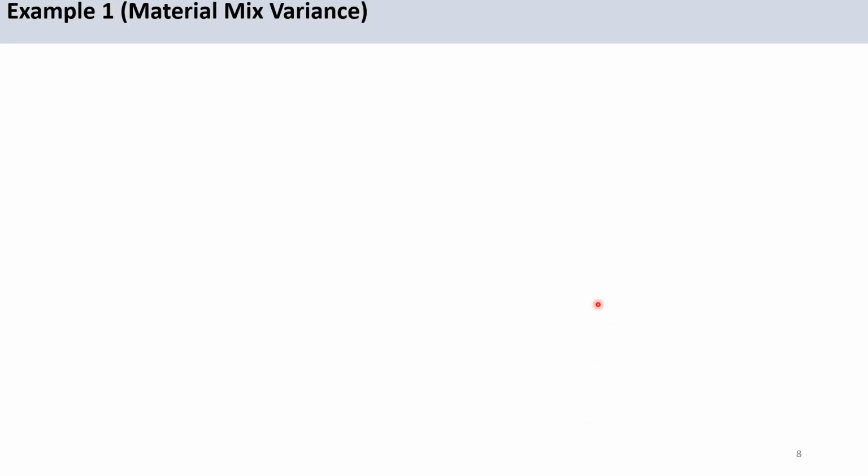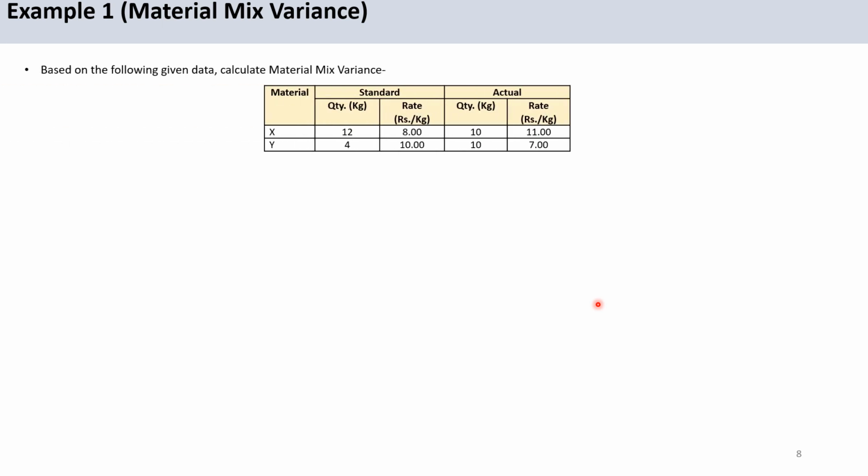Now let us understand material mix variance with an example. Here I have taken two raw materials X and Y, and their standard quantity consumption is 12 and 4 respectively, and their standard rate is 8 rupees and 10 rupees per kg respectively. And actual, let's say, suppose for X we consume 10 kg and for Y we consume 10 kg, and their rates are 11 rupees and 7 rupees respectively in actuals.